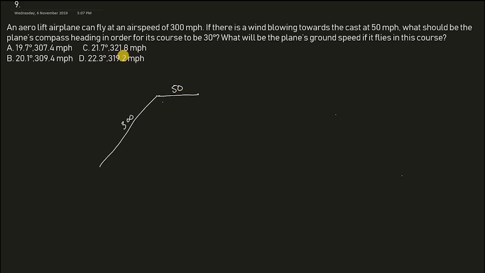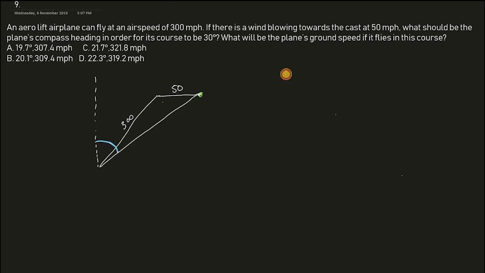What should be the plane's compass heading in order for its course to be 30 degrees? Its course, ibig sabihin, yung daratnan niya here, should be equal to 30 degrees. And saan niya binase tong 30 degrees? Basically, again, kapag may ganyang problem, binibase yan dito sa ating bearing, which is from the north or from the vertical line. So, ito hanggang dito, this line, let's use blue.